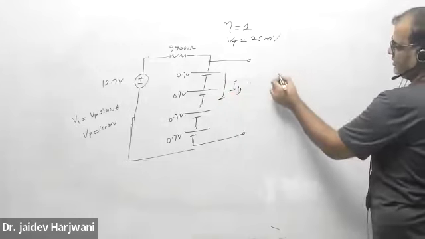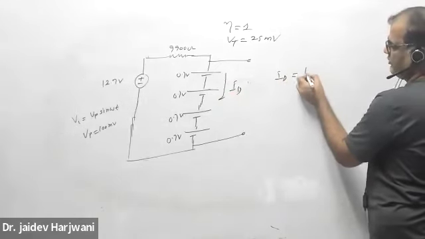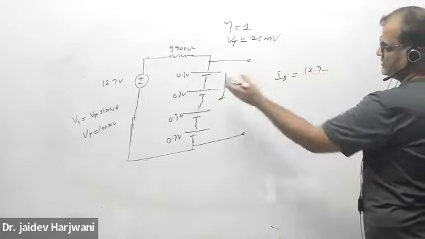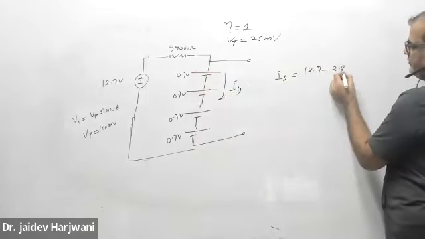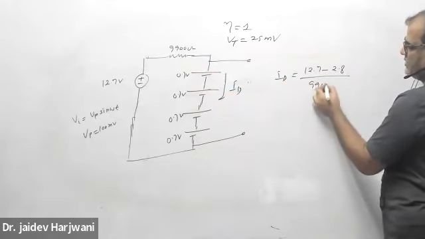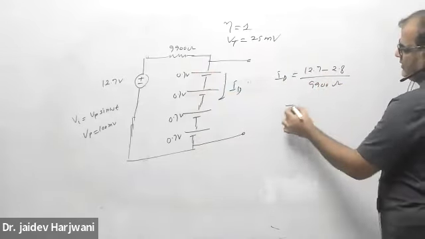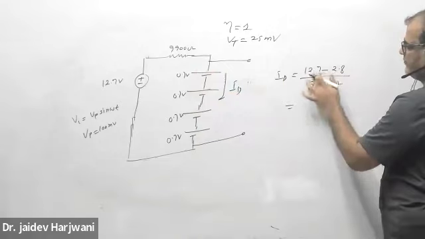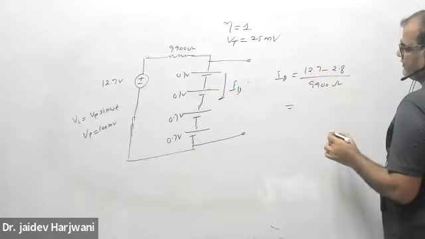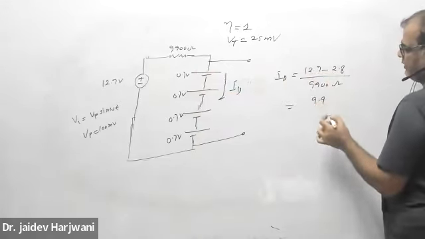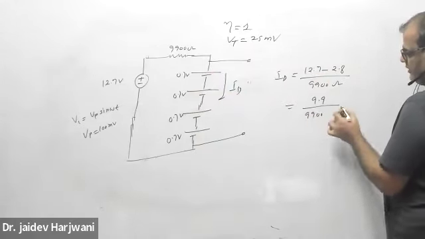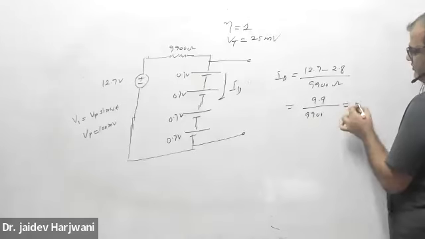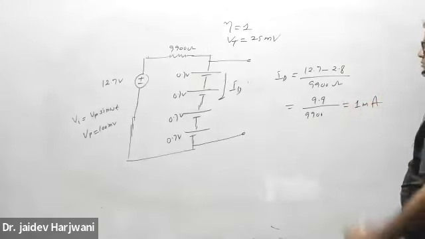So ID will be what? ID will be 12.7 minus 2.8, divided by 9,900 ohms. Okay, that will become how much? Tell me. How much will this come? Sir, 1 milliampere. Okay, so this will come to 1 milliampere.